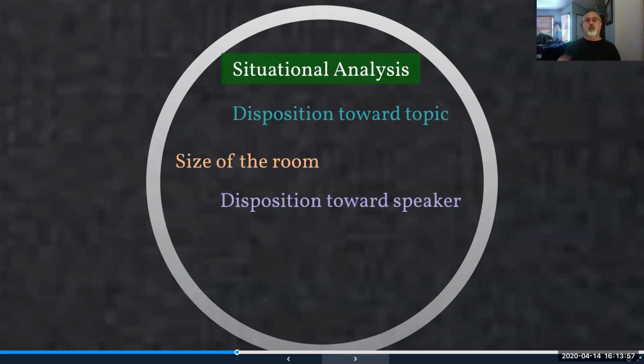What's the size of the room? Are you speaking in a gigantic IU auditorium? Are you speaking in a classroom size room? Are you speaking in a church? Are you speaking outside? Those are really hard to do, speaking outside. You want to know that ahead of time so that you can build that into your speech.